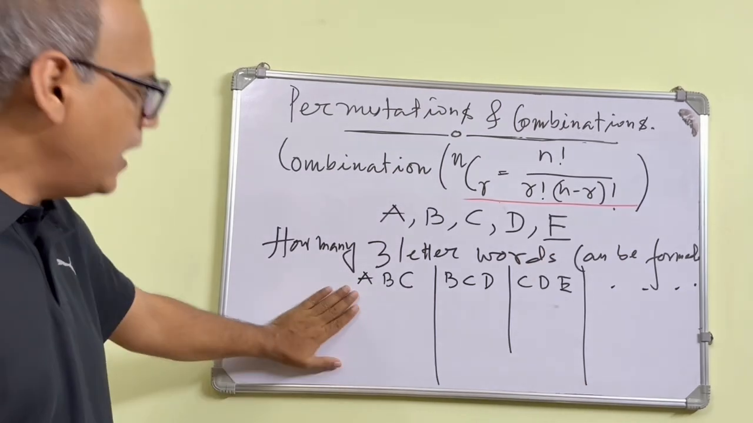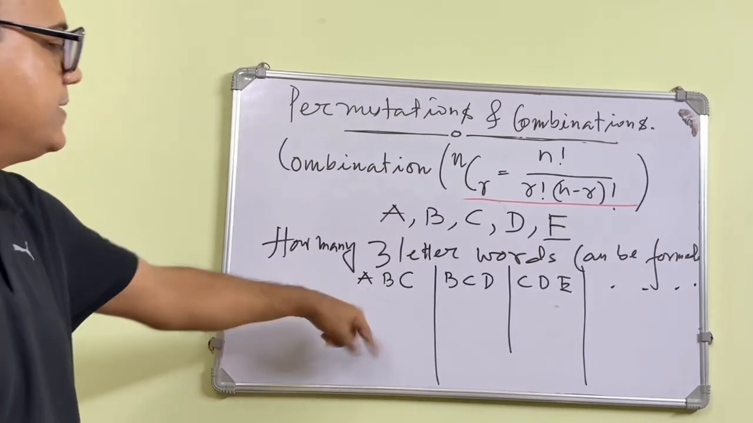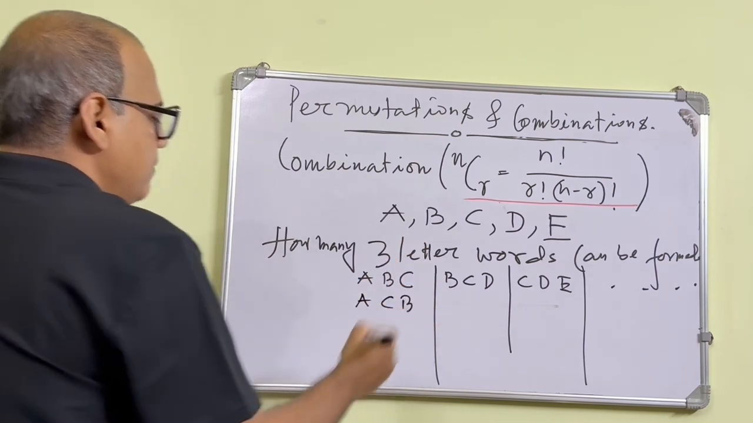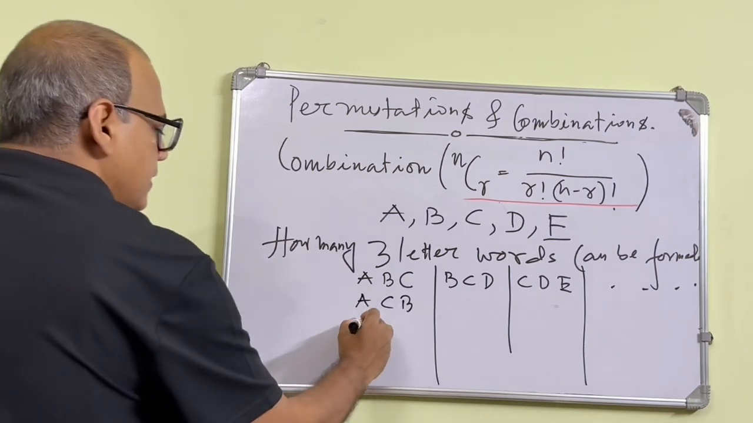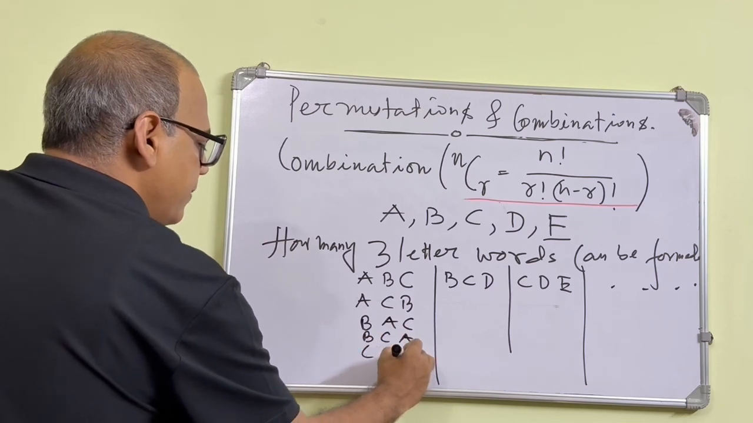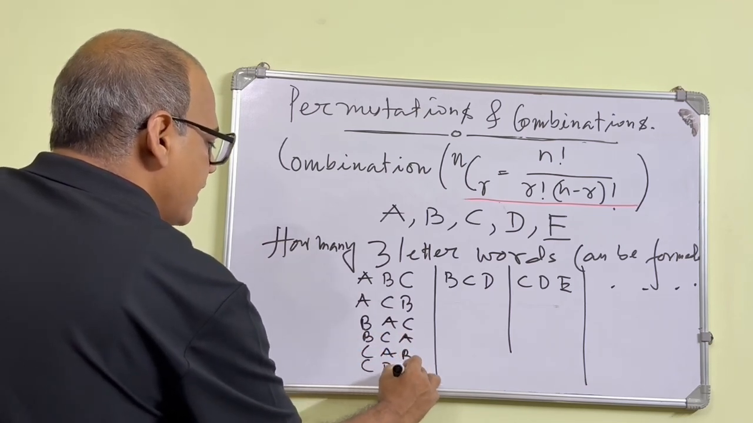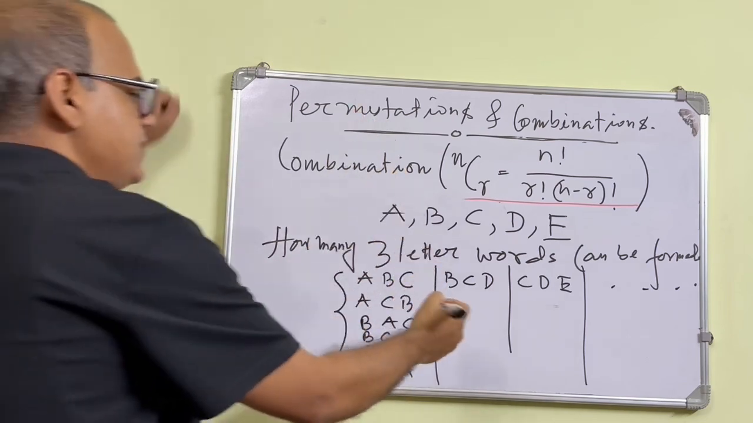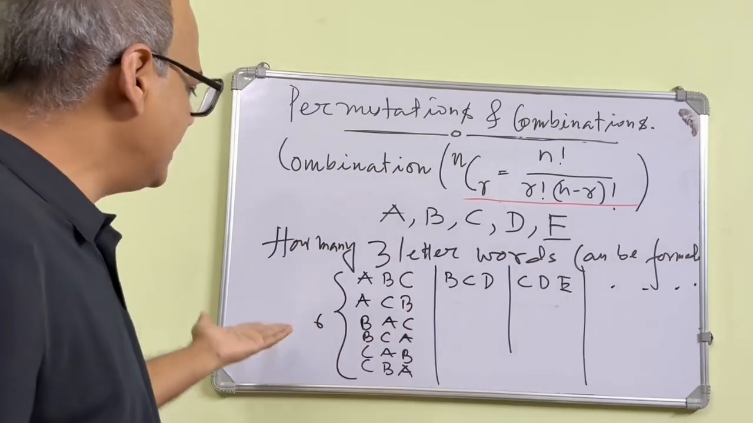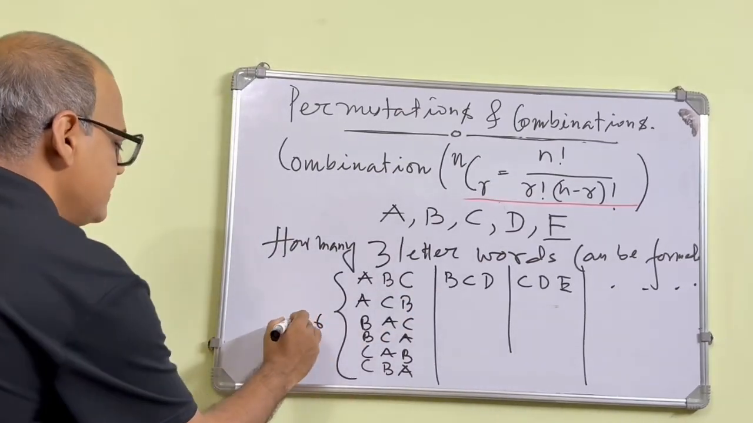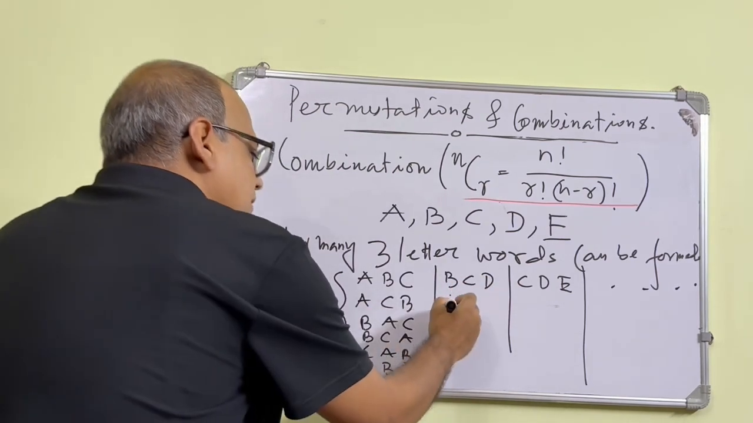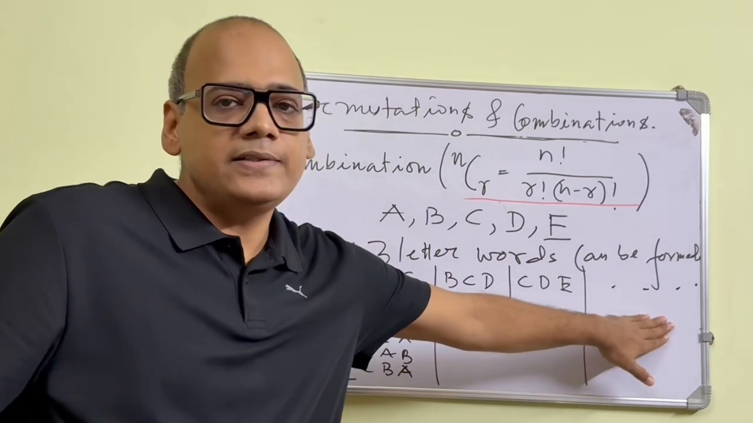Now, how many different ways can I arrange ABC? ABC is definitely 1, and then ACB, because these two are different words. Take BAC, BCA, CAB, CBA. Likewise, there are 6. Since it's 3 distinct letters, I can arrange them in 3 factorial ways. With B, C, and D, we can likewise form all 6.